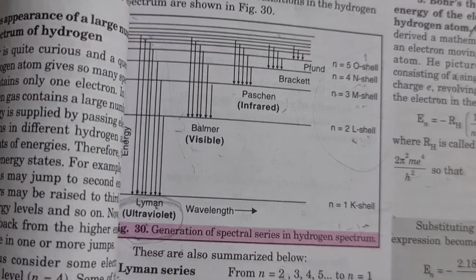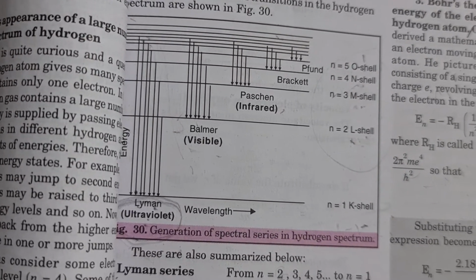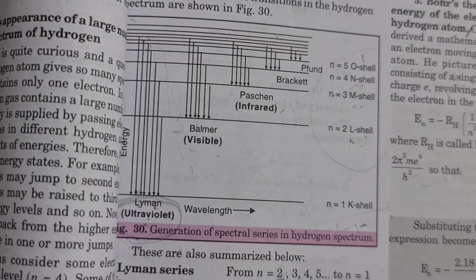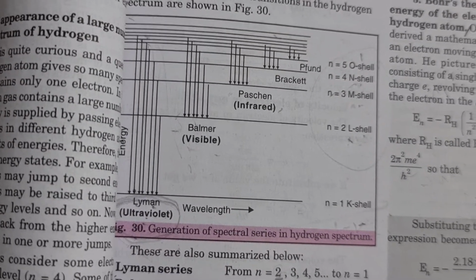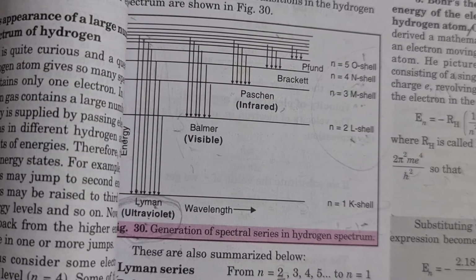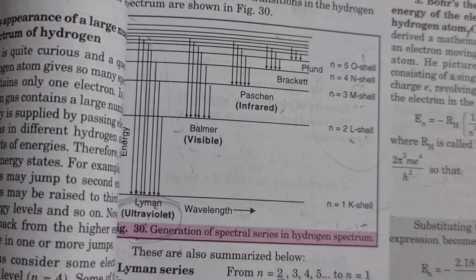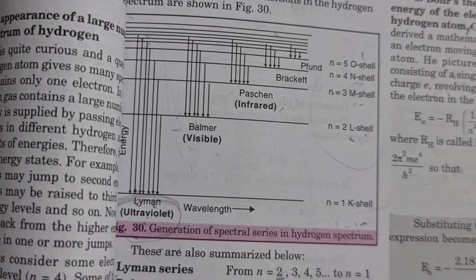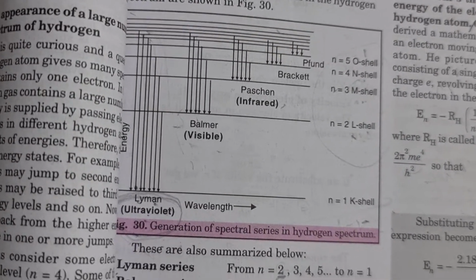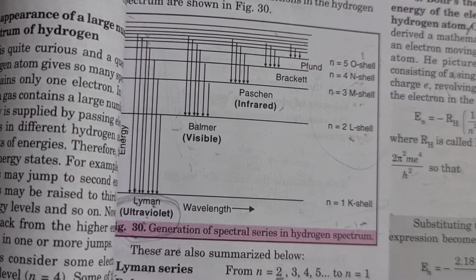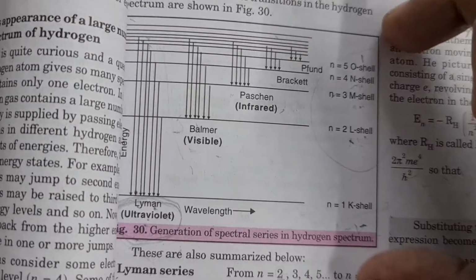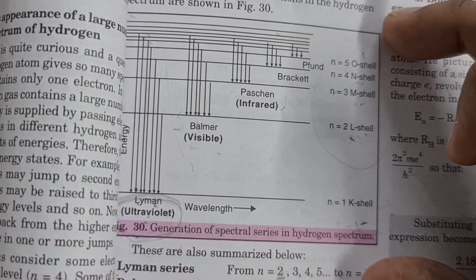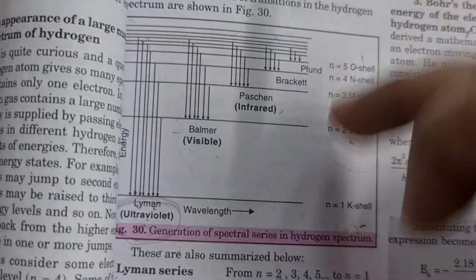So children, this was my today's lecture. I hope you understood what I taught you. What we did: drawbacks of the Rutherford model, we did the Bohr atomic model, we did its postulates. I have explained every postulate to you. After that, I explained the hydrogen spectrum to you.